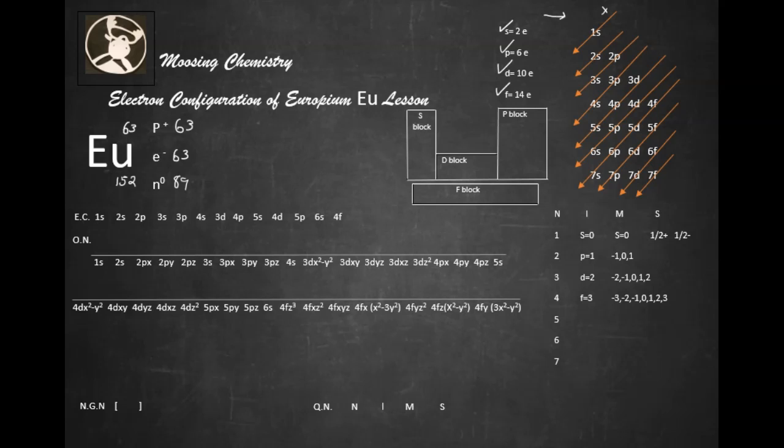Okay, so we go 1s2, and then come down 2s2, 2p6, 3s2, 3p6, 4s2, 3d10, 4p6, 5s2, 4d10, 5p6, 6s2, and 4f7. You add all that up, that equals 63.